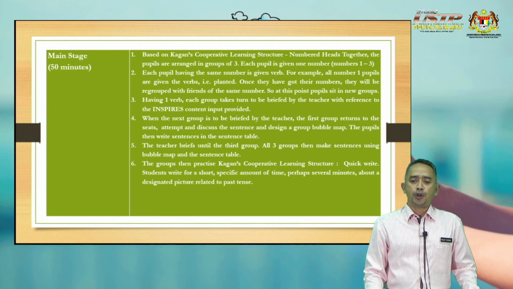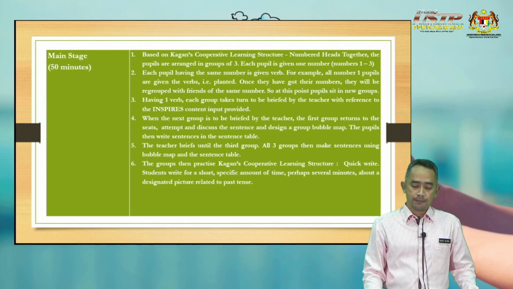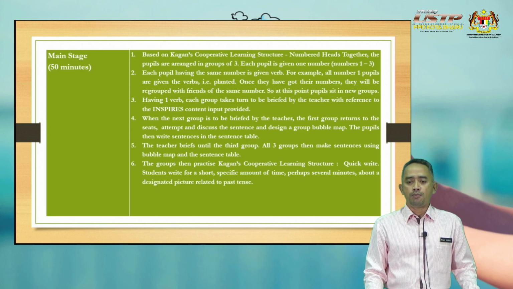So, at this point, people sit in groups. Okay, next. Having 1 verb, each group takes turn to be briefed by the teacher with reference to the Inspires content input provided. Okay, number 4. When the next group is to be briefed by the teacher, the first group returns to the seats, attempts and discusses the sentence and designs the group bubble map. The pupils then write sentences in the sentence table.